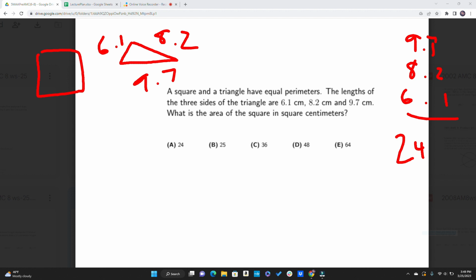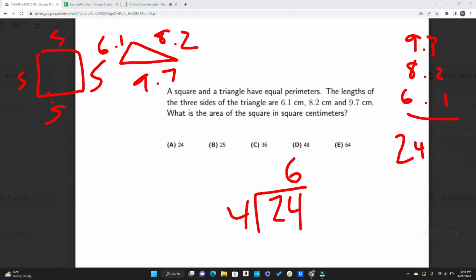Okay, well, our square's sides are all the same length, right? A square has equal sides. So we can divide our 24 by 4 to figure out the length of the square side. 24 divided by 4 is 6. So that means our square has sides that all equal 6. And we can see that in action, right? So if we have 6 plus 6 plus 6 plus 6, that's 24. And so our square has the same perimeter as the triangle.